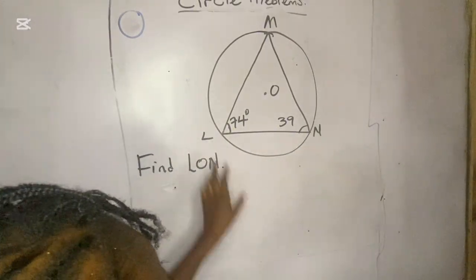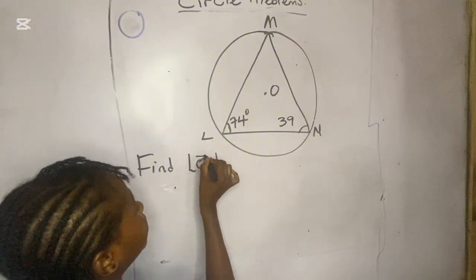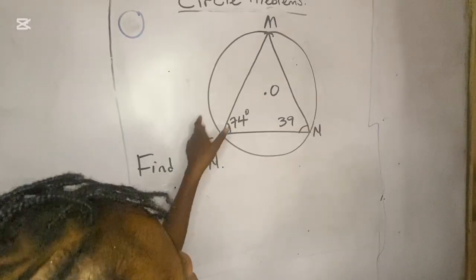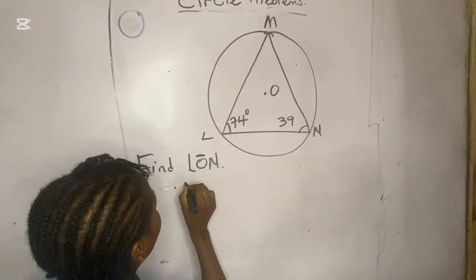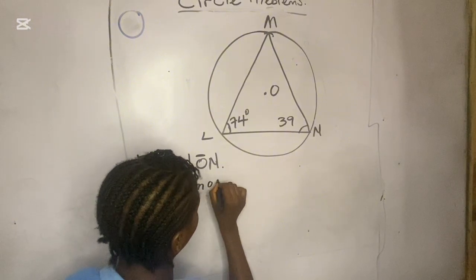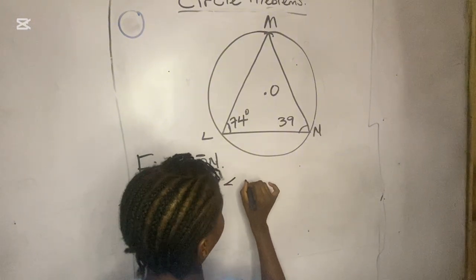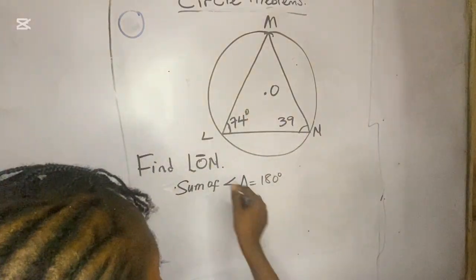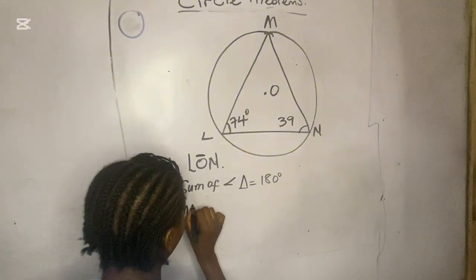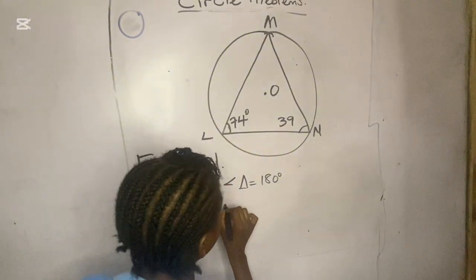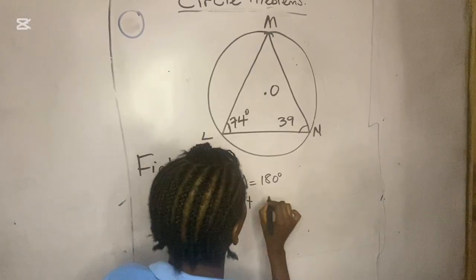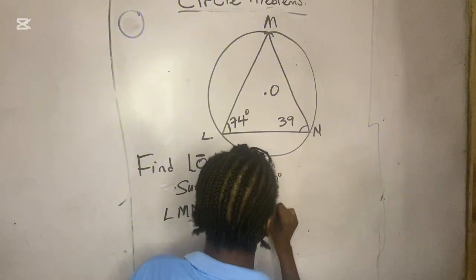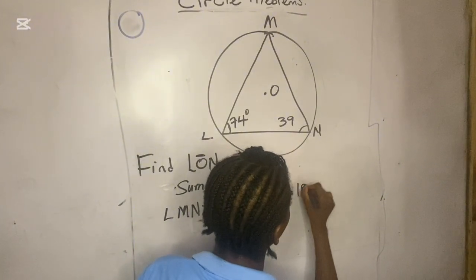Okay, here we're asked to find LON, which means we're looking for this O, which is the center of the circle. So using the rule of the triangle that says the sum of the angles in a triangle equals 180 degrees. So therefore, let's put it down in words. LMN plus LNM plus MLN equals 180 degrees.